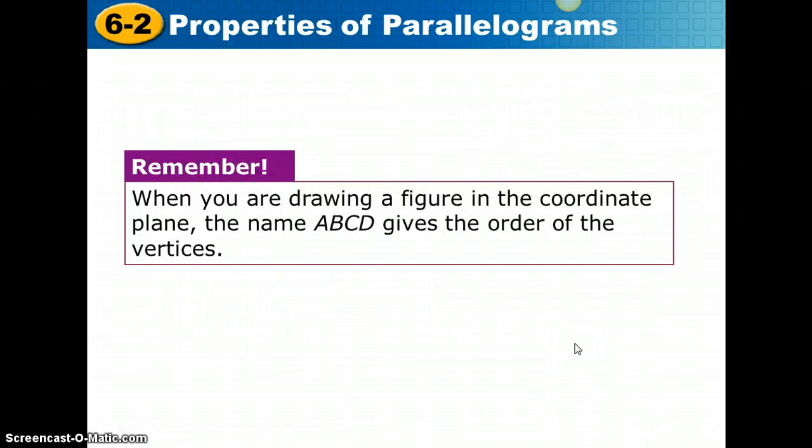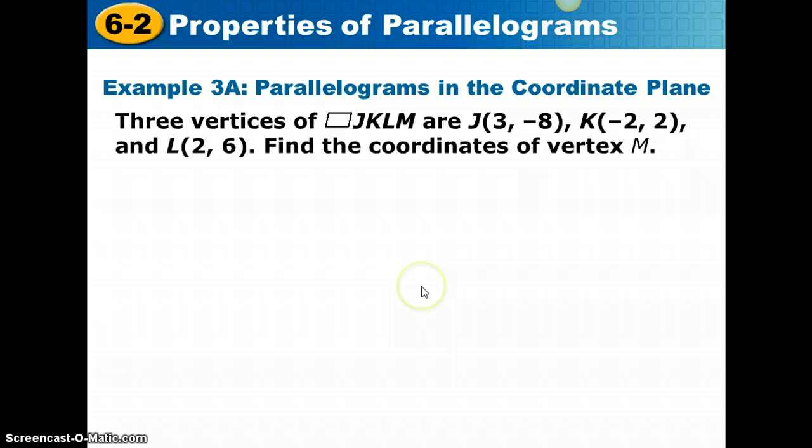Remember, when you're drawing a figure in the coordinate plane, the name ABCD gives the order of the vertices. The reason this is important is because we're going to be working on a couple examples now using parallelograms within the coordinate plane, and the order of those letters gives you the order of the vertices. So in example 3a, we're going to take a look at the coordinate plane, and we're going to talk about parallelogram JKLM. We are given three of the vertices, J, K, and L. We need to find the coordinates of the fourth vertex, M.